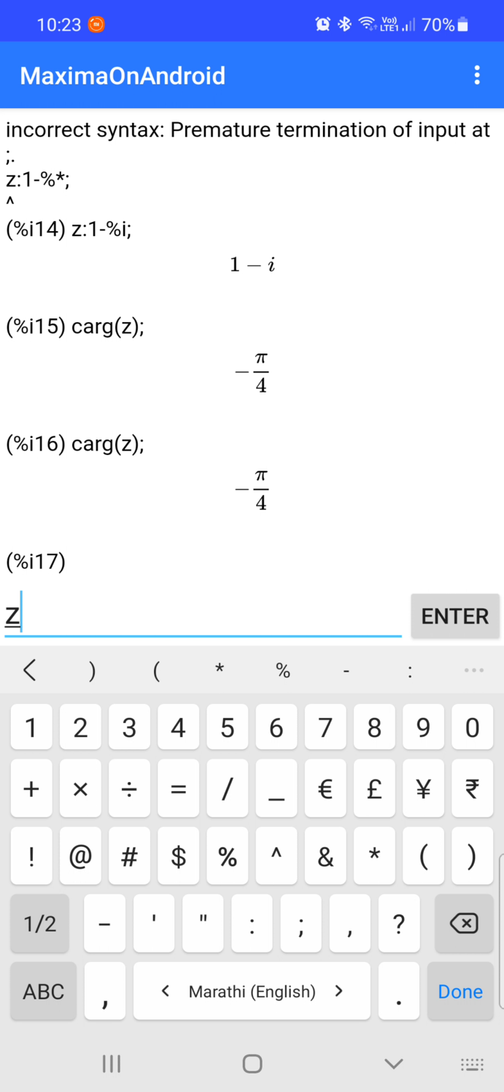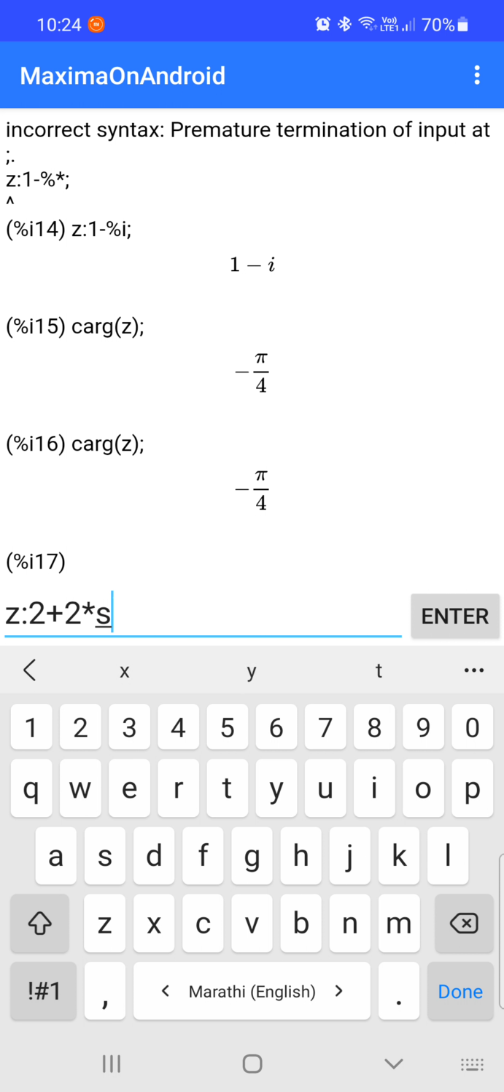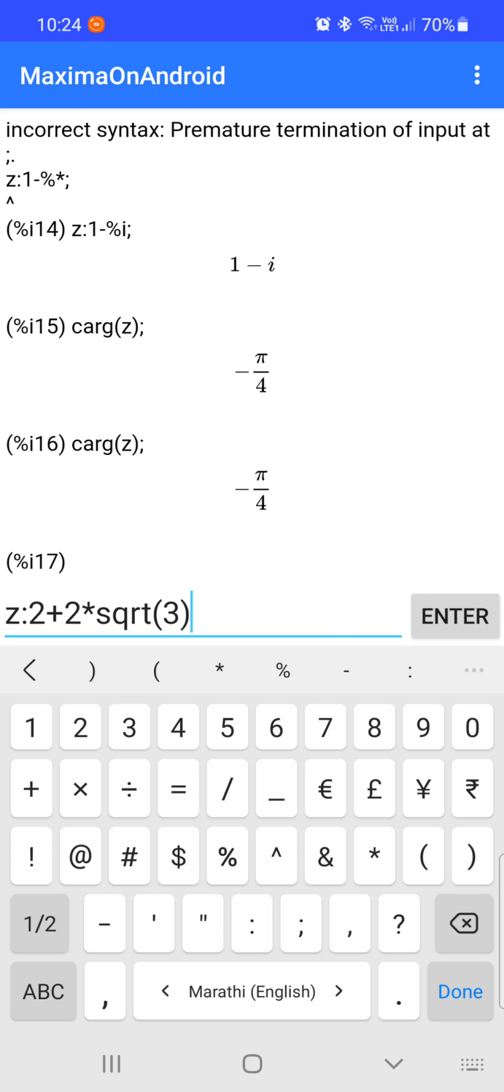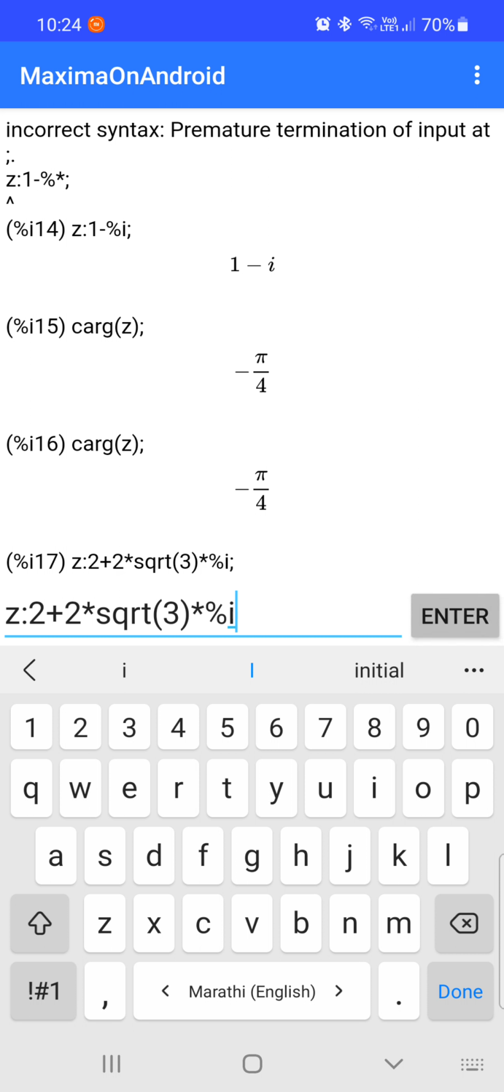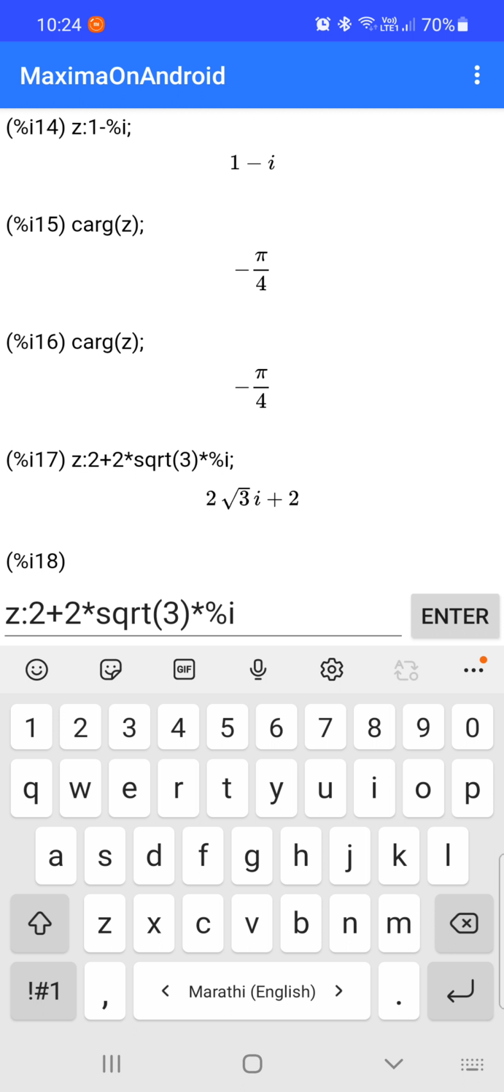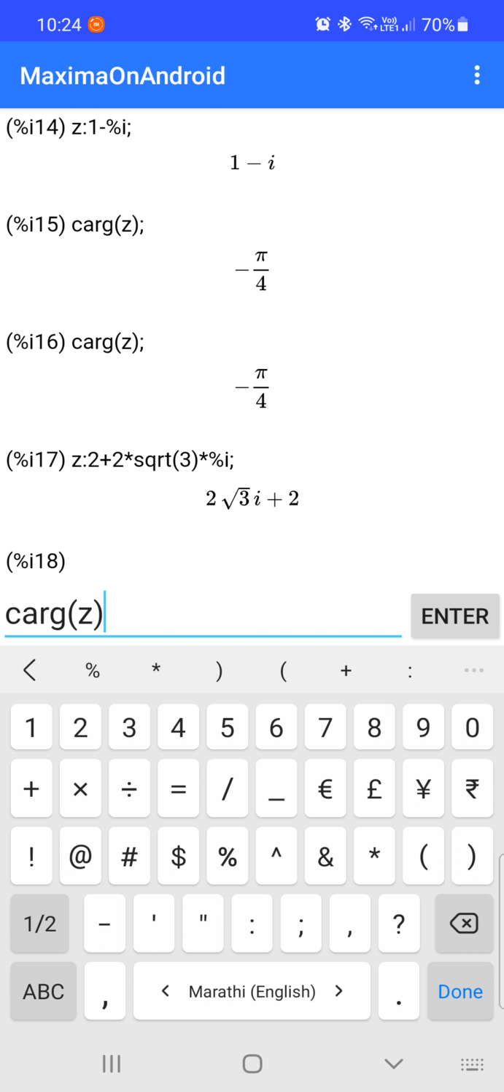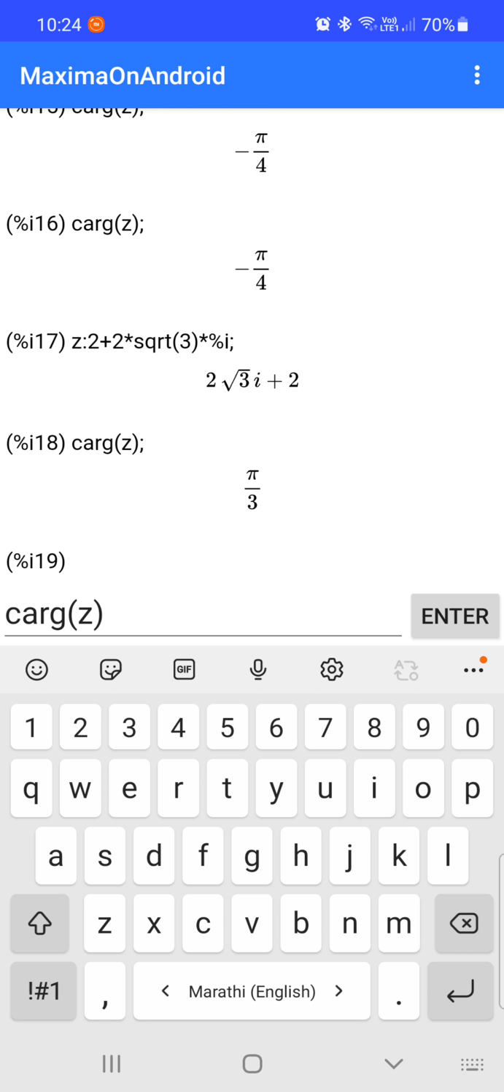One more example, suppose z is equal to 2 plus 2 times square root 3 times %i, then z is equal to 2 square root 3 i plus 2, and the argument of this complex number carg of z is equal to, now the real part is 2, the imaginary part is 2 root 3, so 2 root 3 divided by 2 is square root 3, and it is equal to pi by 3.